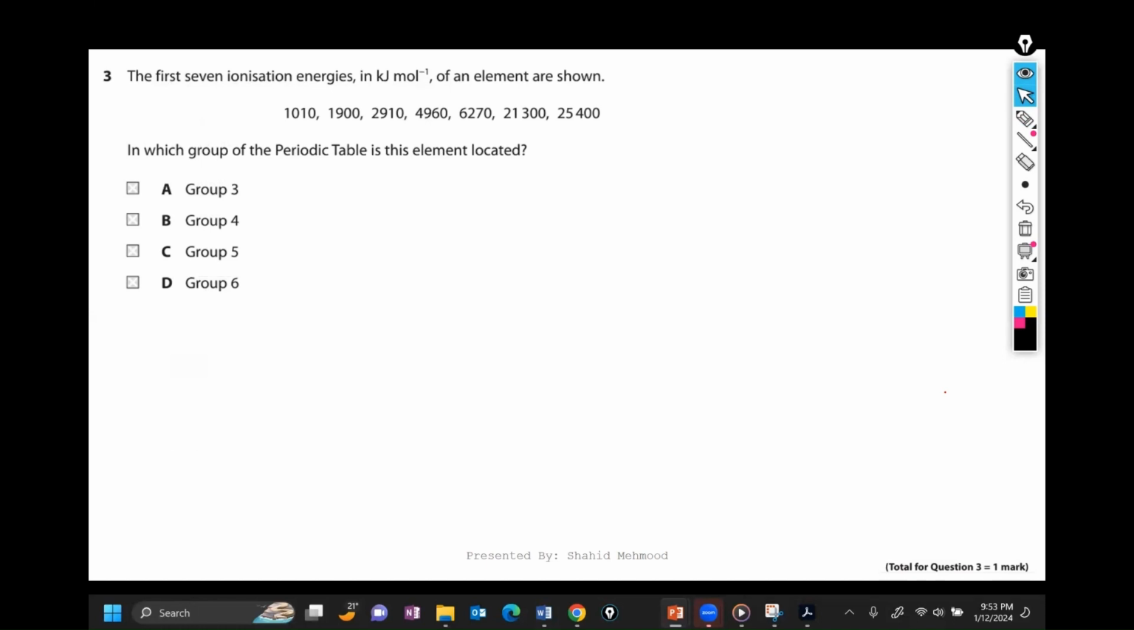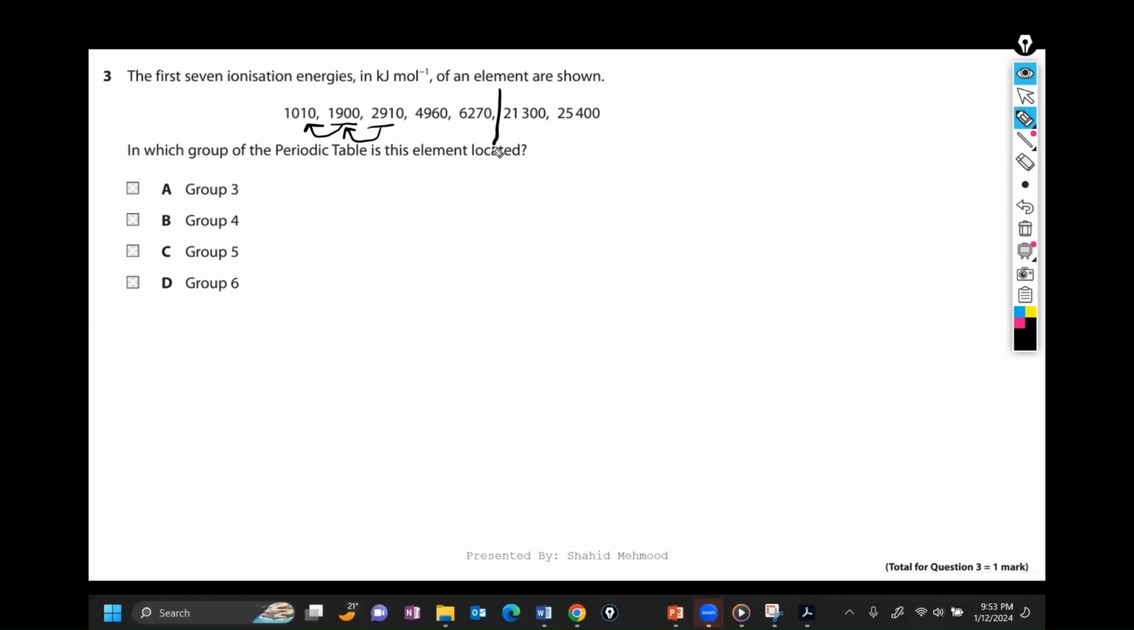Question 3: the first 7 ionization energies in kilojoules per mole of an element are shown. In which group of the periodic table is this element located? You see here the consecutive ionization energy values given. Normally, the second ionization energy is double the first, the third is double or less than the second, and it keeps increasing. But you will see where the big jump is.